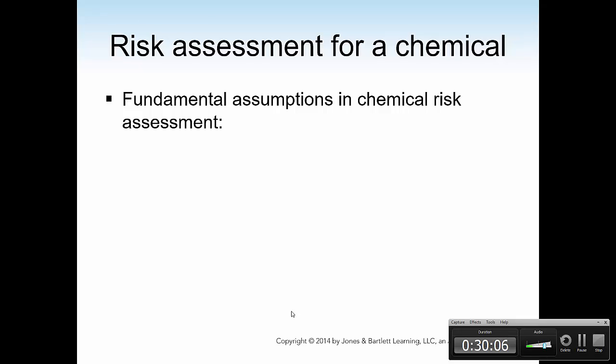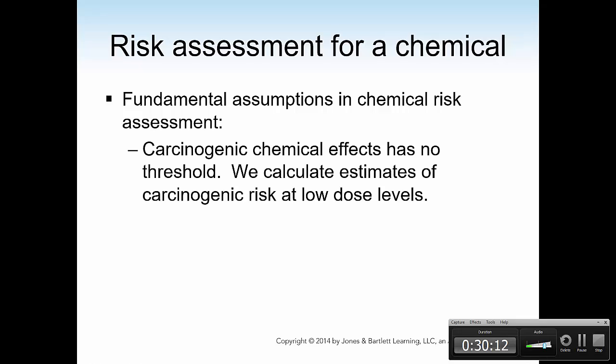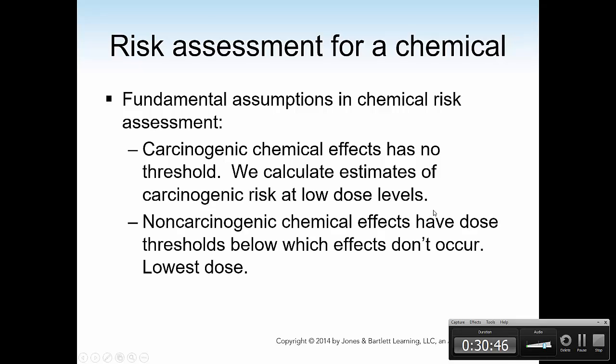There are, again, fundamental assumptions about different chemical categories. Generally, we put them into two categories: those that cause cancer and those that don't. When it comes to risk assessment that involves a carcinogenic chemical, remember, there's no threshold. We don't have a minimum exposure dose that's okay. Instead, we calculate estimates of carcinogenic risk at very low doses, and that can be tricky. Usually we have to use animal models to do that. Remember that. That'll come back.